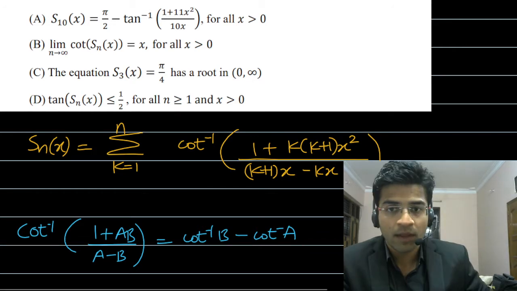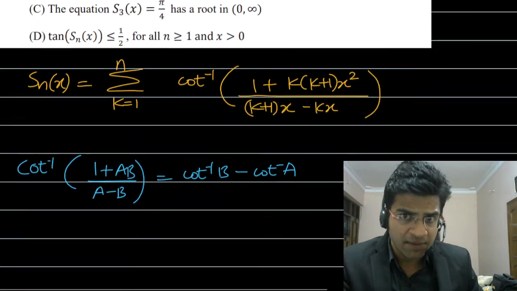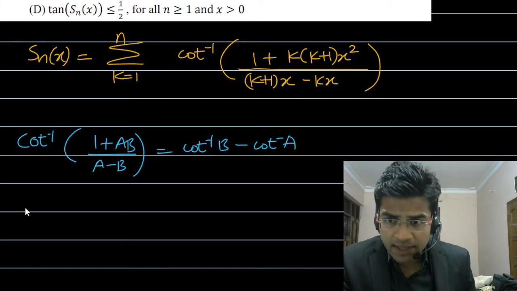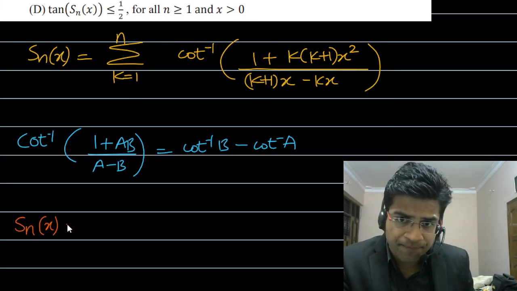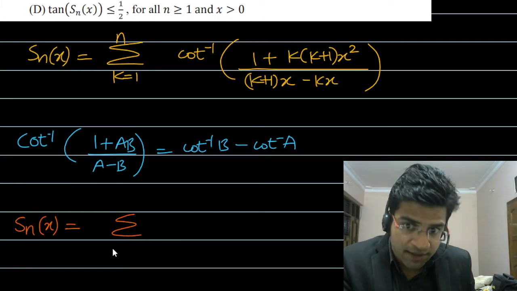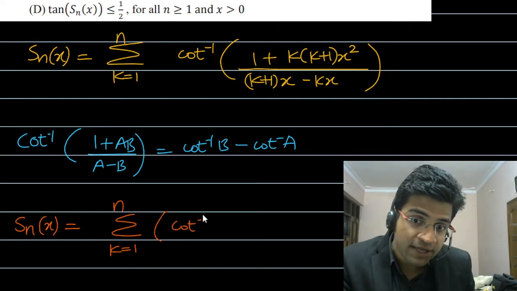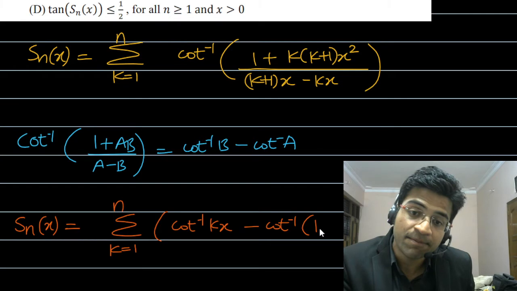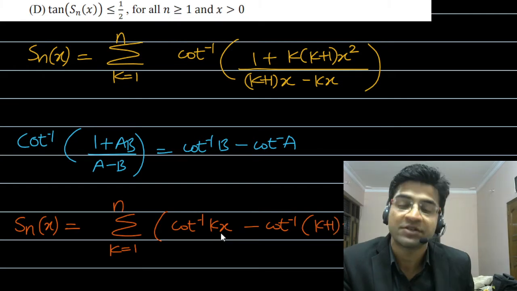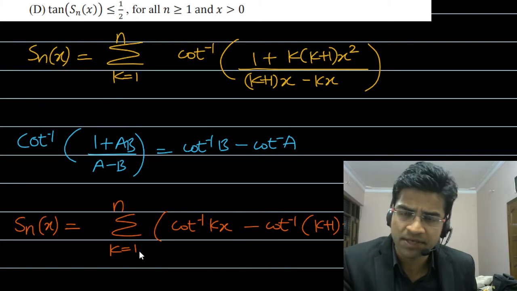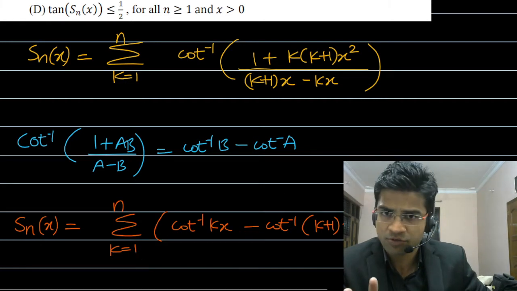Now, by using the same idea, please try it by yourself. It will be cot inverse of kx minus cot inverse of (k+1)x. This should be cot inverse of kx minus cot inverse of (k+1)x. Now just use this summation. Input all the values from k equal to 1 to n. You will be amazed to see the final result.